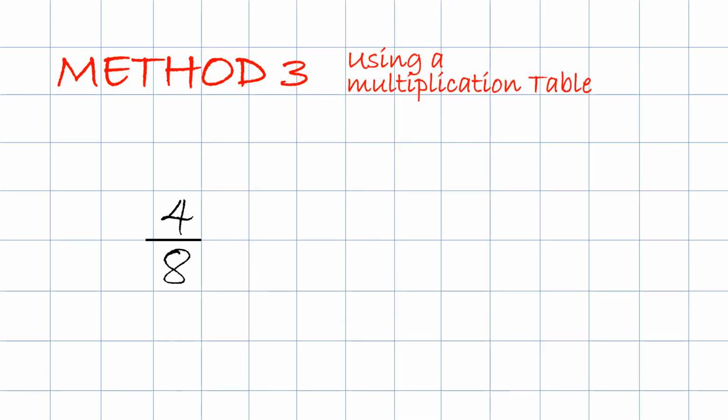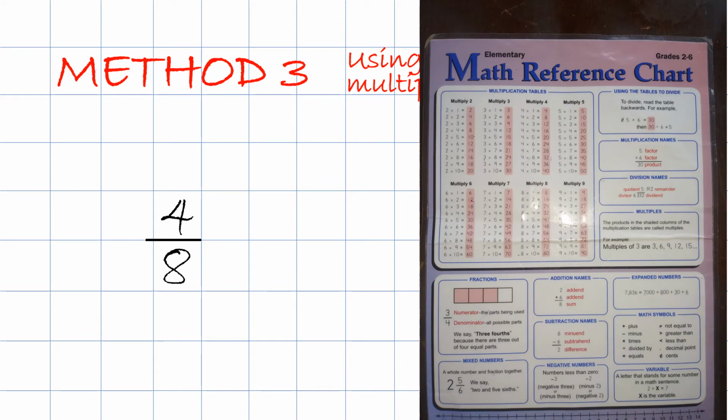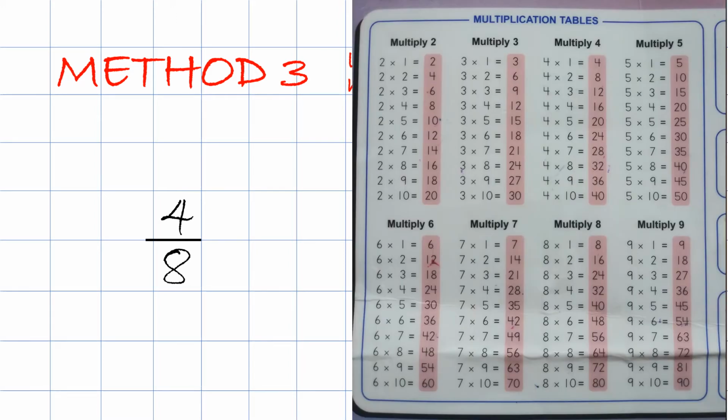Method number 3 is using the math reference chart. And if you don't have one, do buy one because they have a lot of useful info on it. And they have this multiplication table. And once again, since we are reducing 4/8, we have to find 4 and 8 in each answer column. So in multiples of 2, we see a 4 and an 8. In multiples of 4, we also see a 4 and an 8.